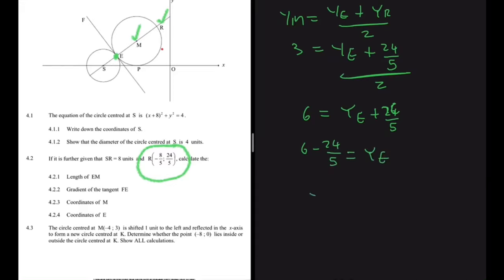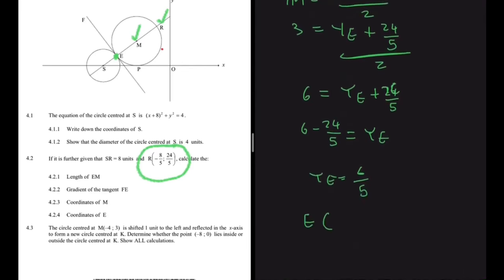So what is y of E? Y of E will be, if you compute that, you get 6 divided by 5, which makes total sense, right? It's just slightly above 1 because 6 minus 24 divided by 5 should be 1 point something. So now we have E having coordinates minus 32 divided by 5 and 6 divided by 5. And there we go.